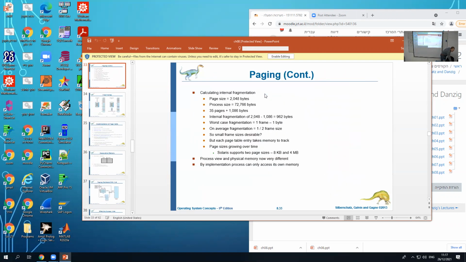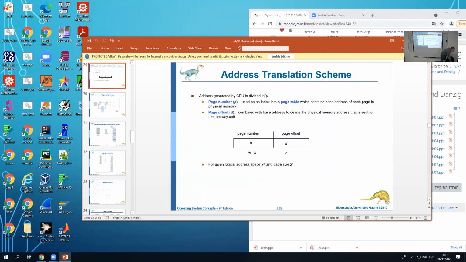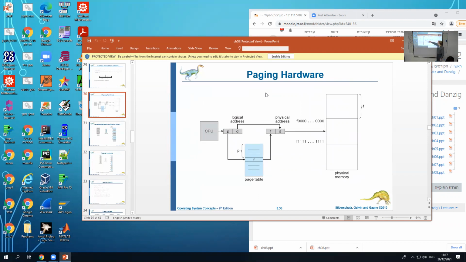More than one process. Not because of more than one process, right here. This is our classic view, right? Here's our page table. How big is this page table?